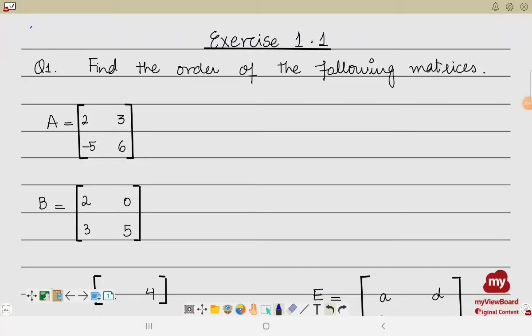Bismillahirrahmanirrahim. Assalamu alaikum. In this video, we are going to find the order of the given matrices.